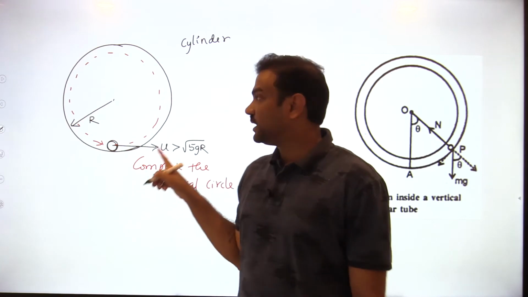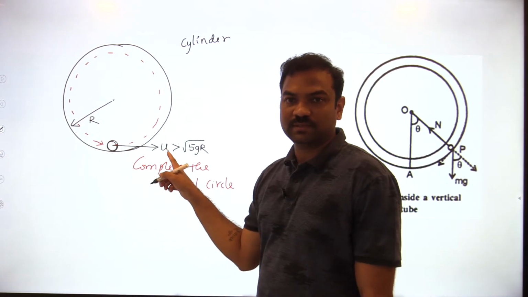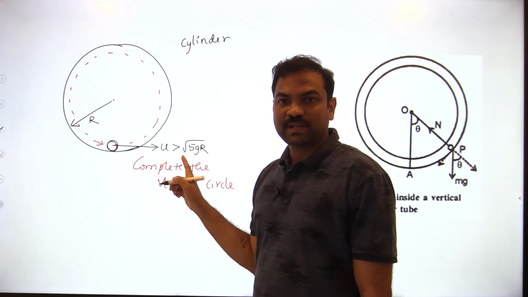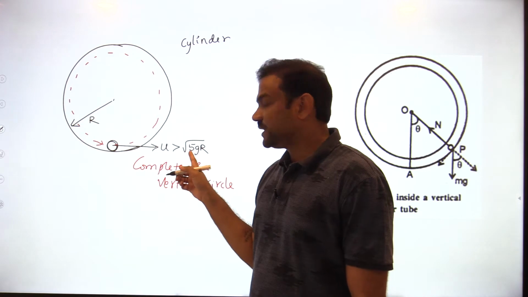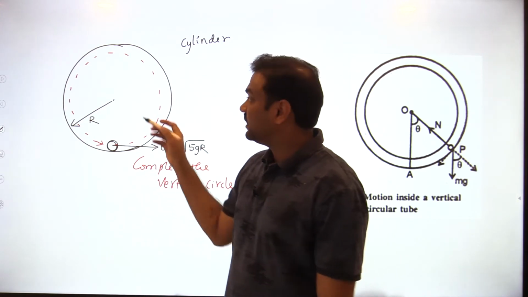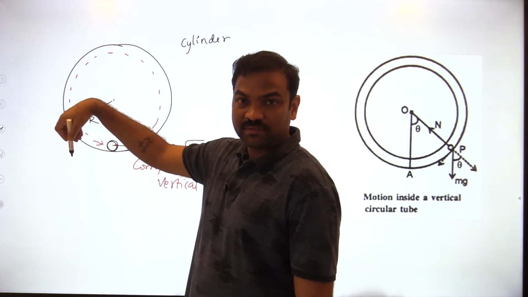Here normal reaction will be there. If normal reaction is 0 at any place, if u value is less than root 5gr and more than root 2gr, then the particle will go up to here. Here normal reaction will be 0. Then here it will leave the circular path.